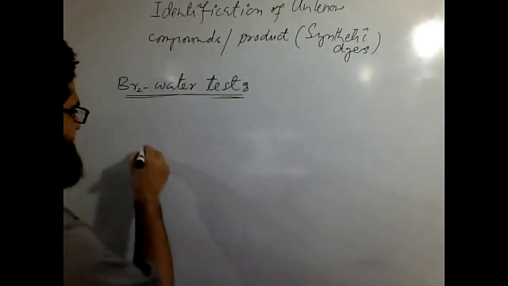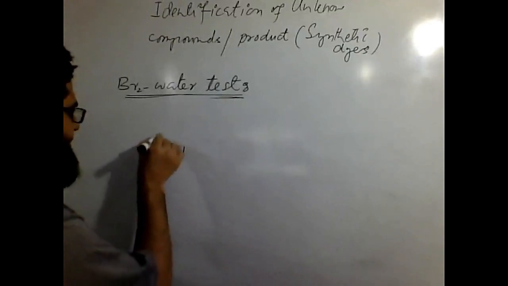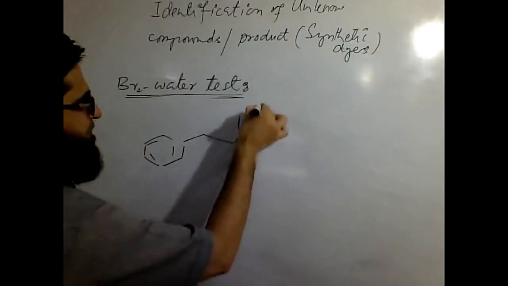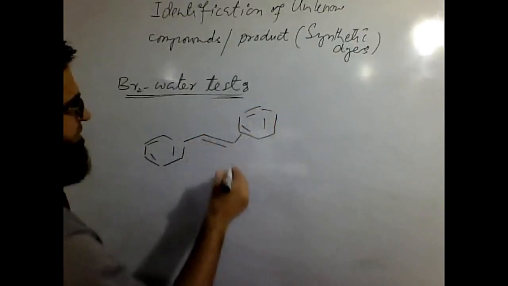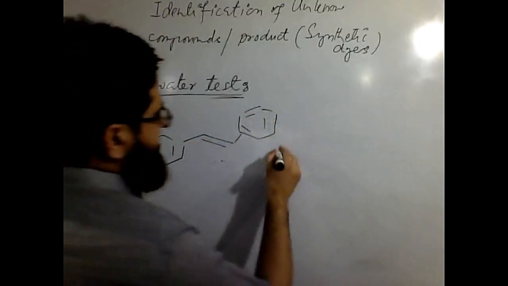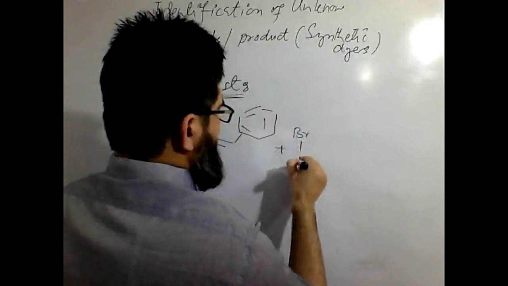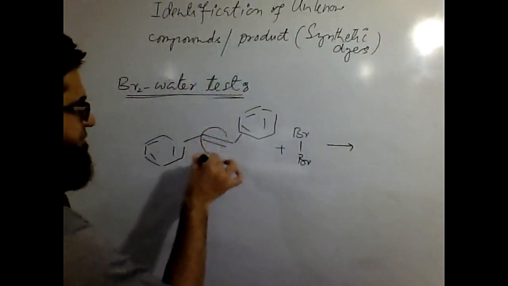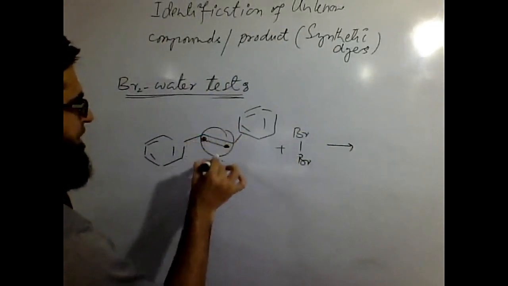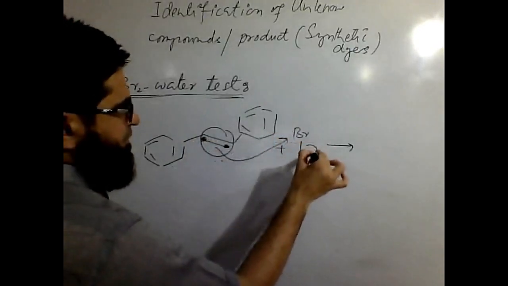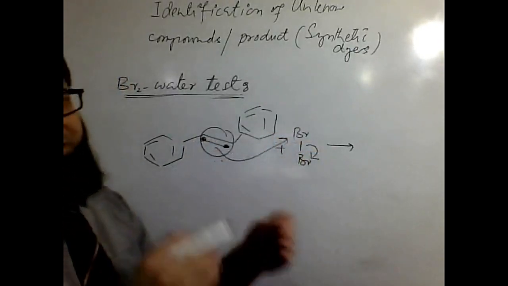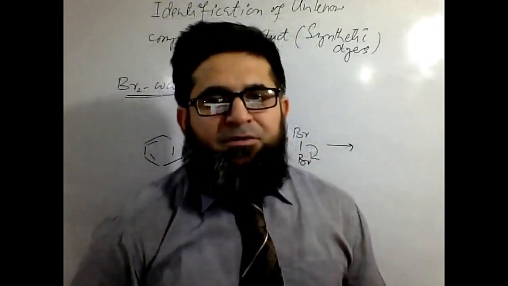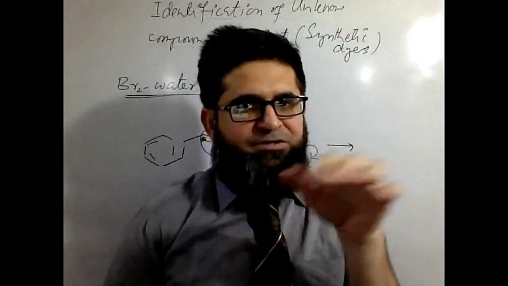Okay, one thing came to my mind. Let's say I've discussed this sort of molecule with you, which carries double bonds. We perform the bromine water test with it. I've told you the pi electrons do move towards the bromine molecule, subsequent steps are performed, and the product formed represents the presence of unsaturation.